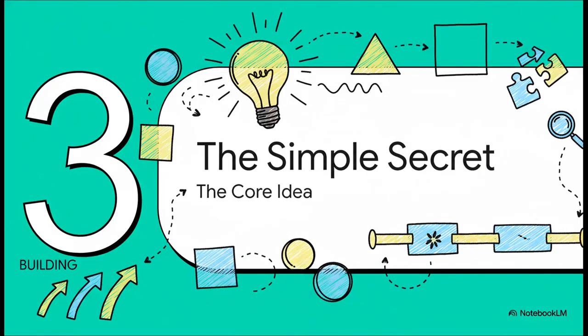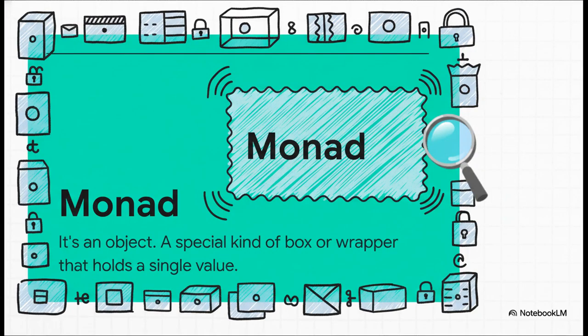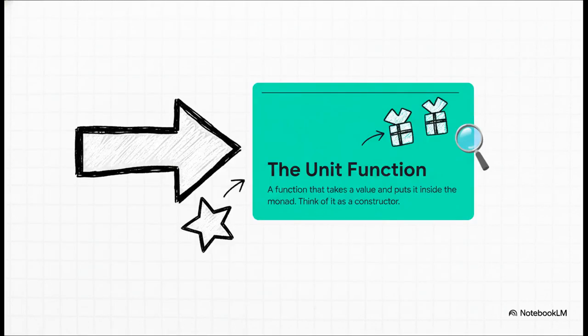So now that we've cleared away all that intimidating stuff, all the unnecessary rules, what's actually left? Well, what's left is the simple secret, the core idea that once you see it is just shockingly straightforward. So, what is a monad? Seriously, forget every complicated definition you've ever heard. At its absolute core, a monad is just an object. That's it. Think of it like a special kind of box or a wrapper that's designed to hold a single value.